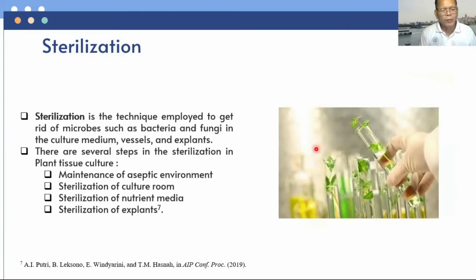The first is maintenance of an aseptic environment. During in vitro tissue culture, maintenance of aseptic environmental conditions should be followed, such as sterilization of glassware, forceps, scalpels, and all accessories by wet steam sterilization. The second, sterilization of the culture room. Floor and walls are washed first with detergent and then with 2% sodium hypochlorite or 95% ethanol.